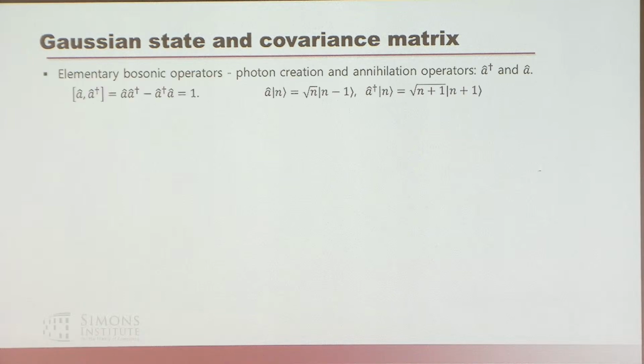To define a Gaussian state, let me begin with just the elementary bosonic operators. So we have the a dagger and a operators.